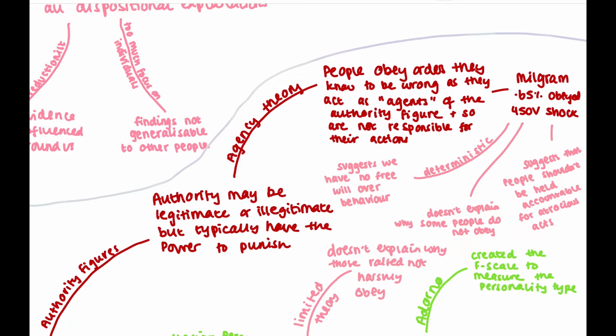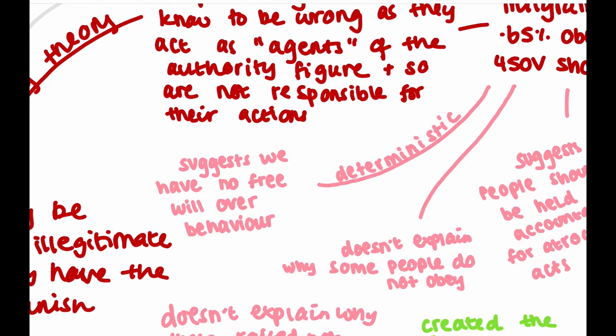Now, there are, of course, some evaluations of agency theory. Firstly, it is very deterministic. Determinism is the opposite to free will. So this suggests that we have no free will over our behaviour. Our behaviour is predetermined for us. We cannot influence how we behave.